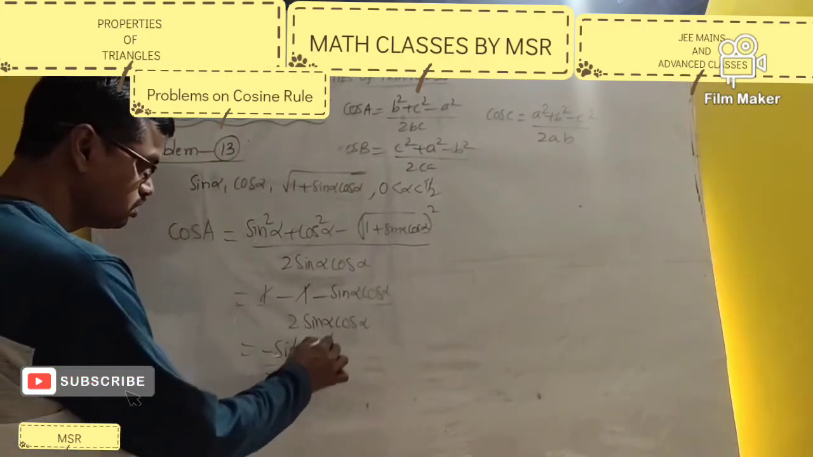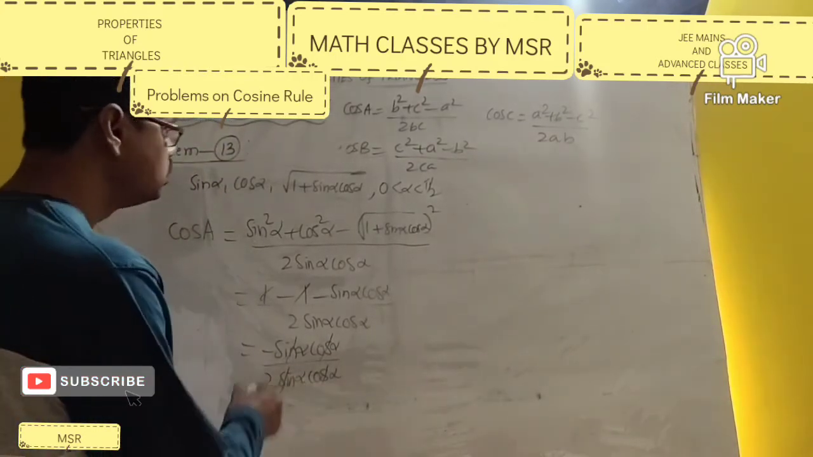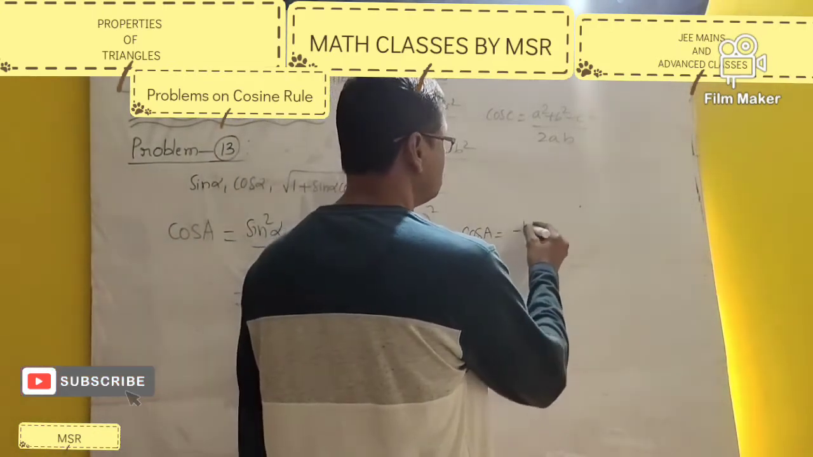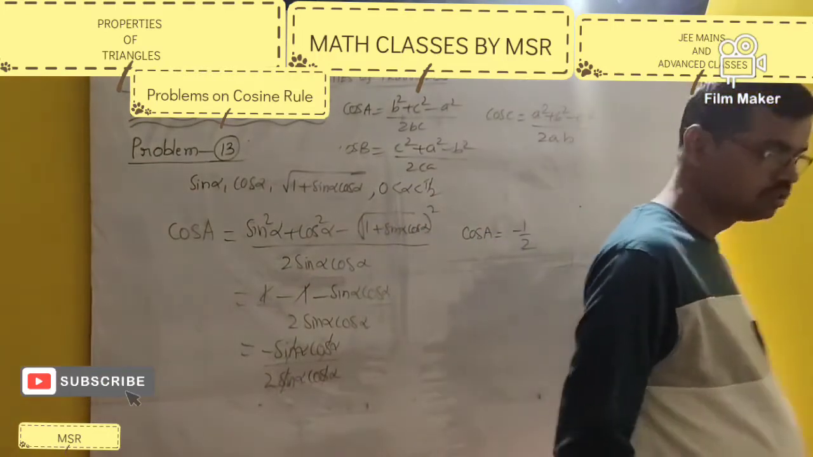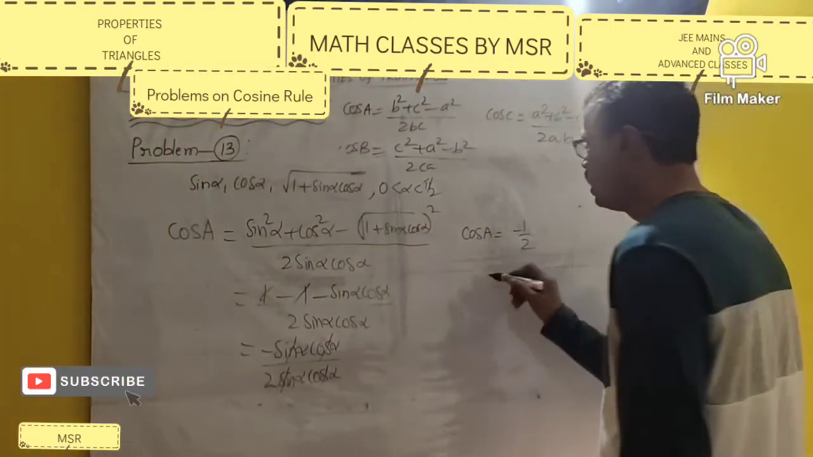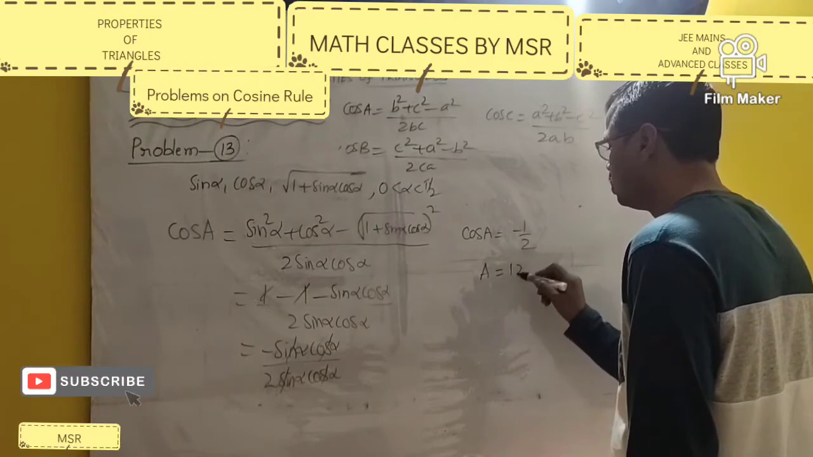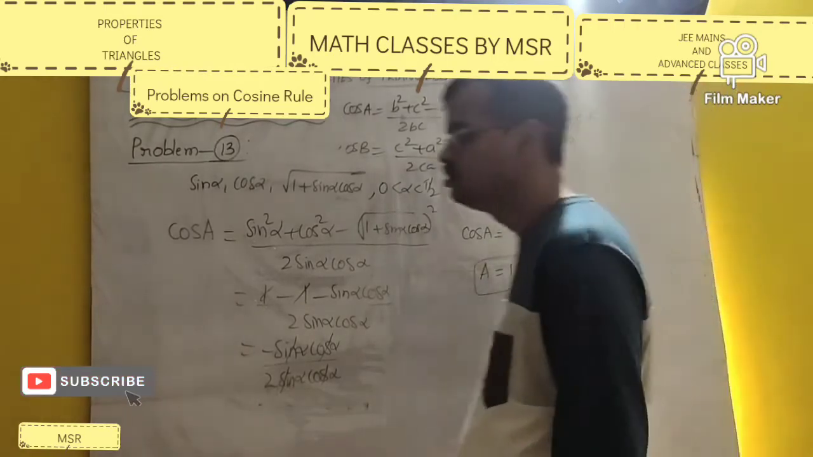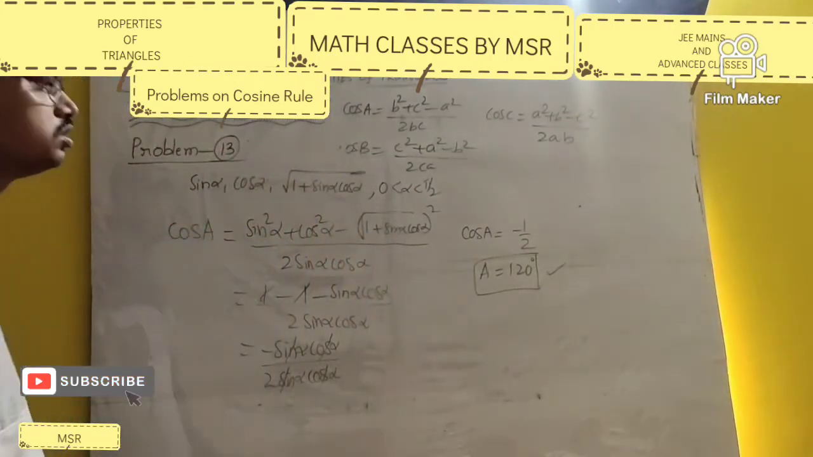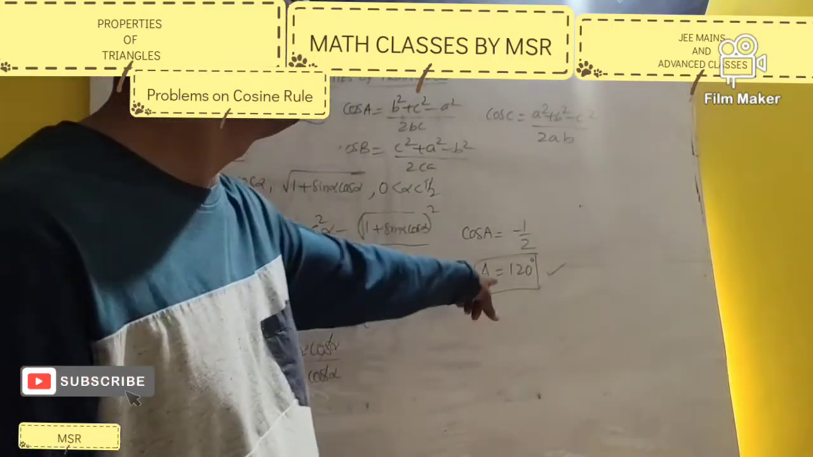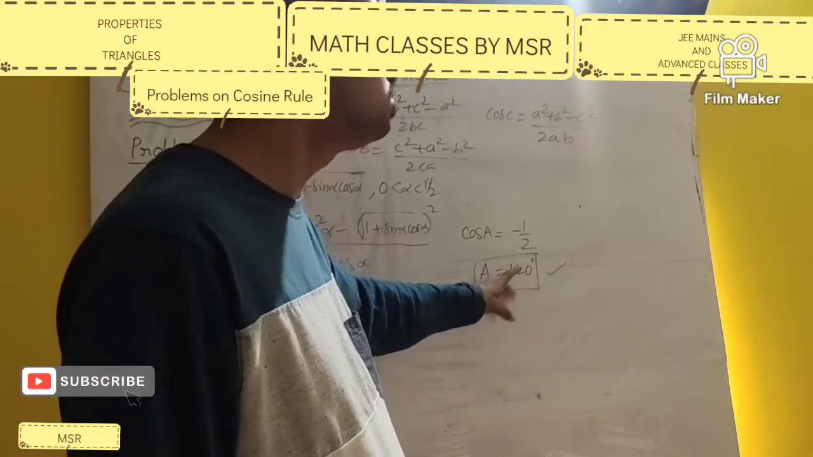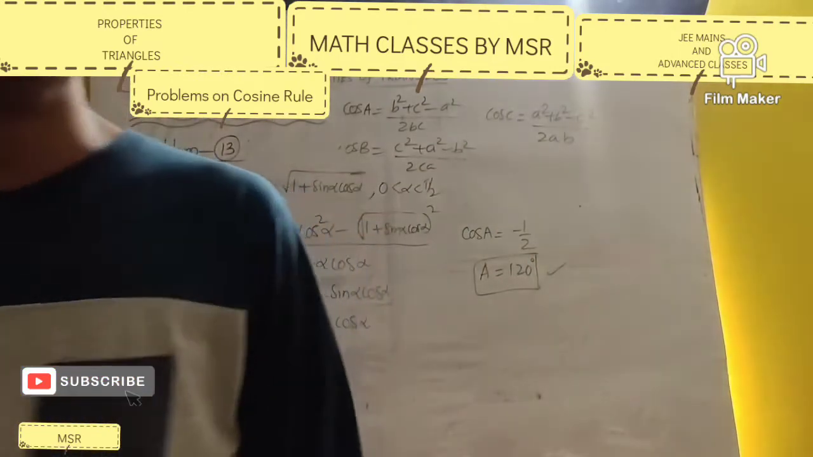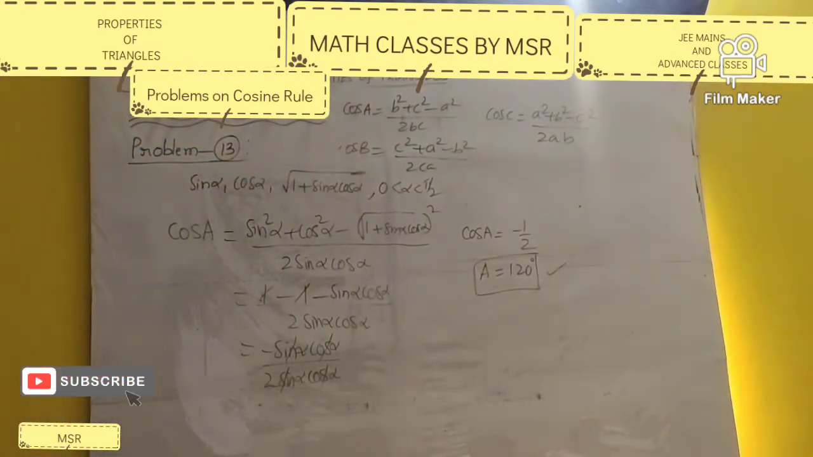1 minus 1 cancel, you get minus sin alpha cos alpha by 2 sin alpha cos alpha. So sin alpha cos alpha cancel. Cos A equals minus 1 by 2. So angle A will be 120 degrees. They asked to find the greatest angle. This is an obtuse angle, right? In a triangle, if there exists an obtuse angle, that will be the greatest. So angle A is 120 degrees. Therefore, the greatest angle is 120.